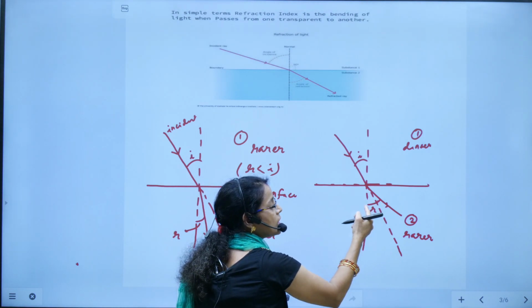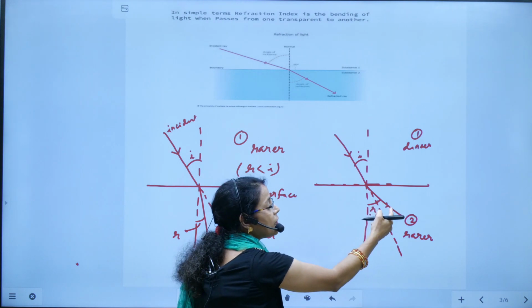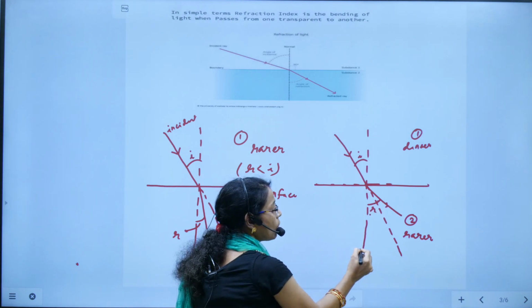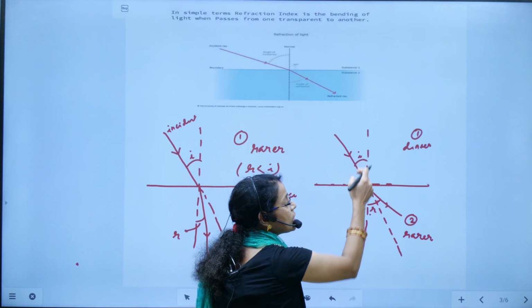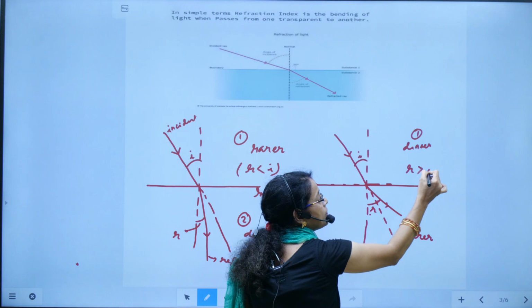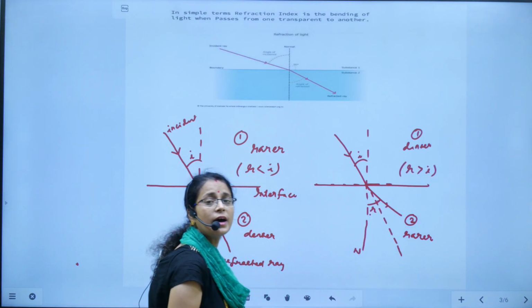The angle of refraction is the angle made by the refracted ray with respect to the normal. This is the normal to the interface, and this is the refracted ray. So here you can see that R is greater than I. Okay, R is greater than I.